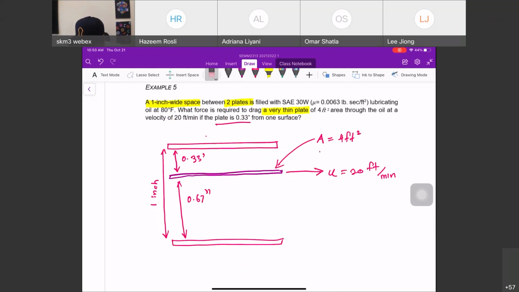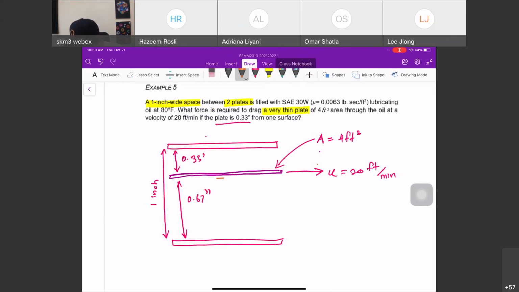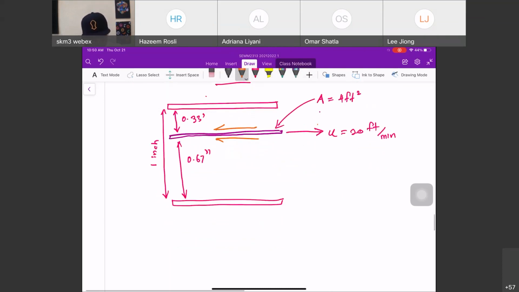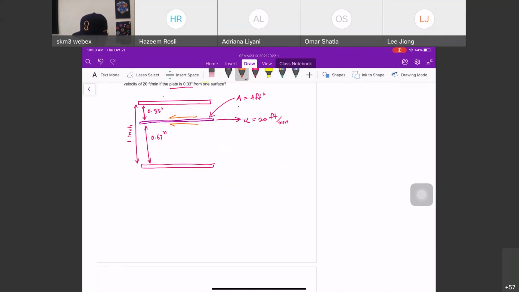Okay, let me draw using a different color. There will be the shear stress resisting the flow, which is in this direction. How many shear stresses? We have 2 shear stresses, the top and the bottom shear stress. Okay, so after you have drawn here, let's formulate the equation.